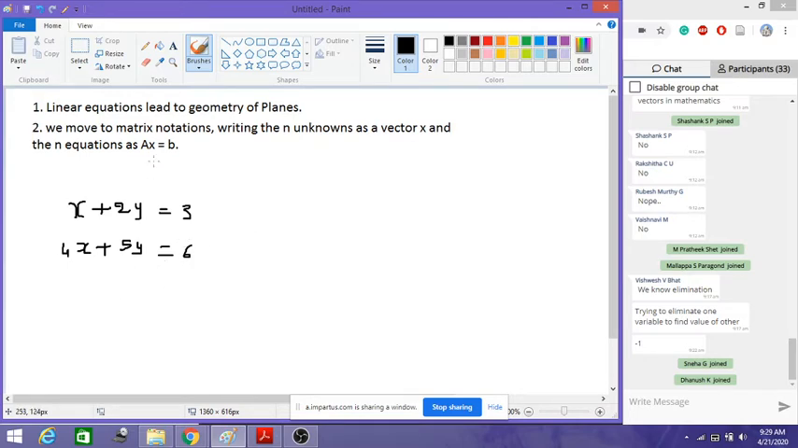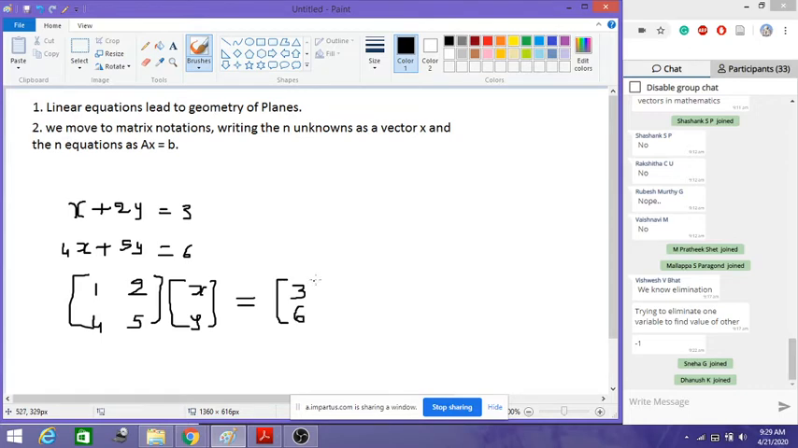Now this can be written in Ax equal to b form. That is, in terms of matrix, we'll write the coefficients here: 1, 2, 4 and 5. So this is a 2 by 2 matrix, and we'll write in terms of a vector for the unknowns, that is x and y. This represents a vector, and this is equal to another vector on the right hand side, that is 3 and 6. So this is nothing but A times x equal to b.